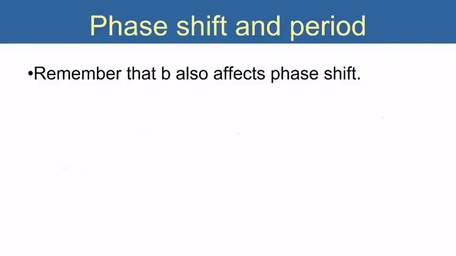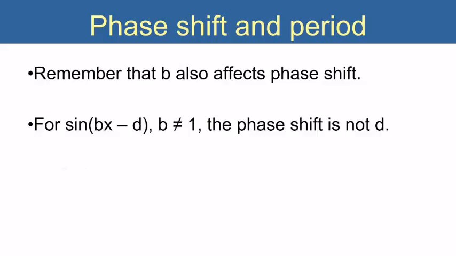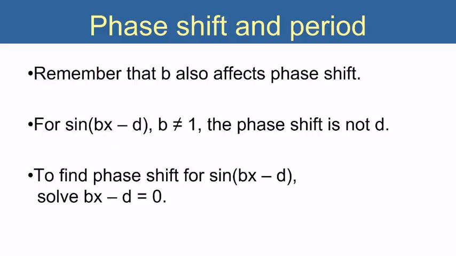Okay, now we haven't seen this in an example yet, but remember that B also affects phase shift. So you can't always just look at the D number and know the phase shift. For the sine of bx minus d, if b is not 1, the phase shift will not be equal to this number. You're going to have to set this whole thing equal to 0 and solve to find the phase shift. So if you have any number besides 1 here, if b is not 1, you're going to have to work to find the phase shift.